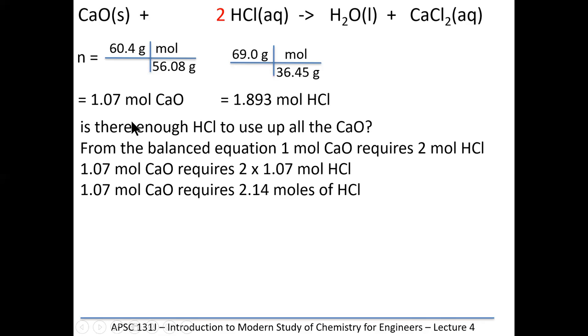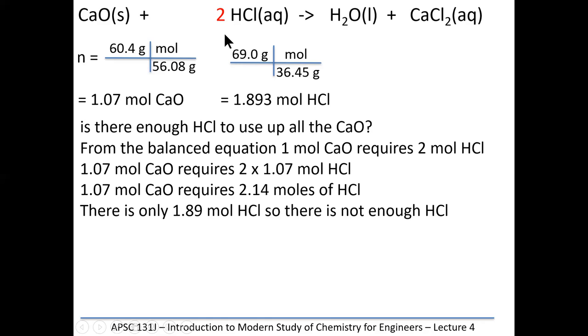So we've just decided there wasn't enough hydrochloric acid to use up all the calcium oxide. So we're going to use up all the hydrochloric acid. The hydrochloric acid is the limiting reagent. So now, this quantity, 1.07 moles of CaO, if you're doing a question on a test, you could put a line through it and put a box around this quantity right here, because that's the quantity we're going to use now to figure out the calcium chloride produced.